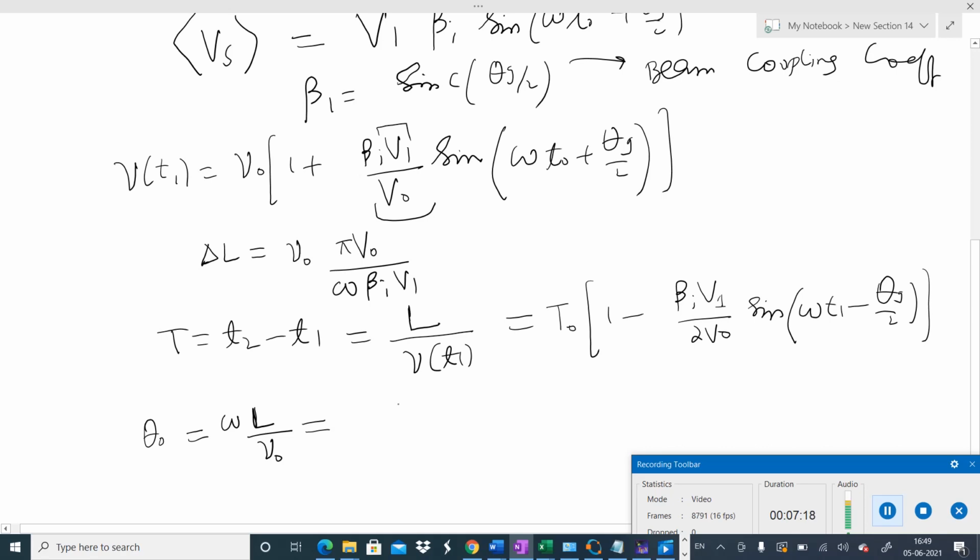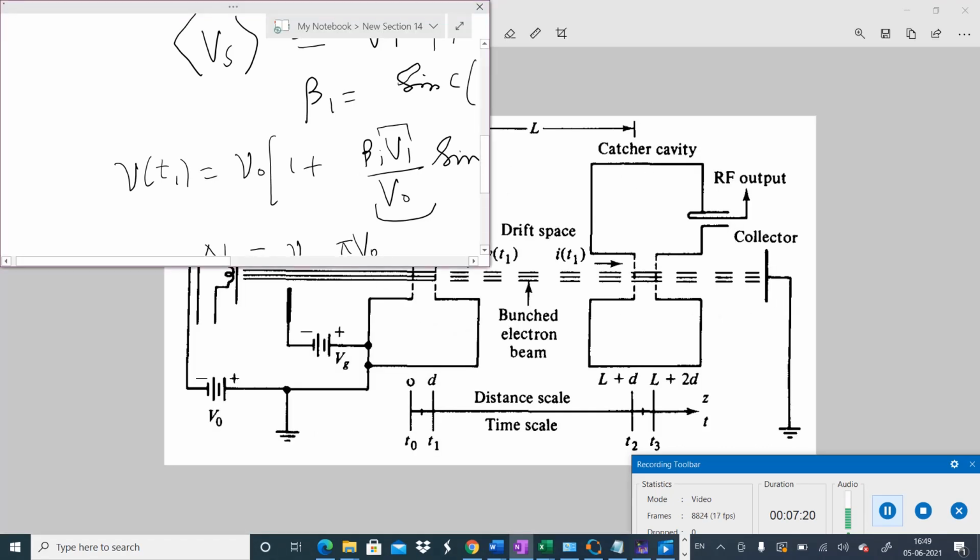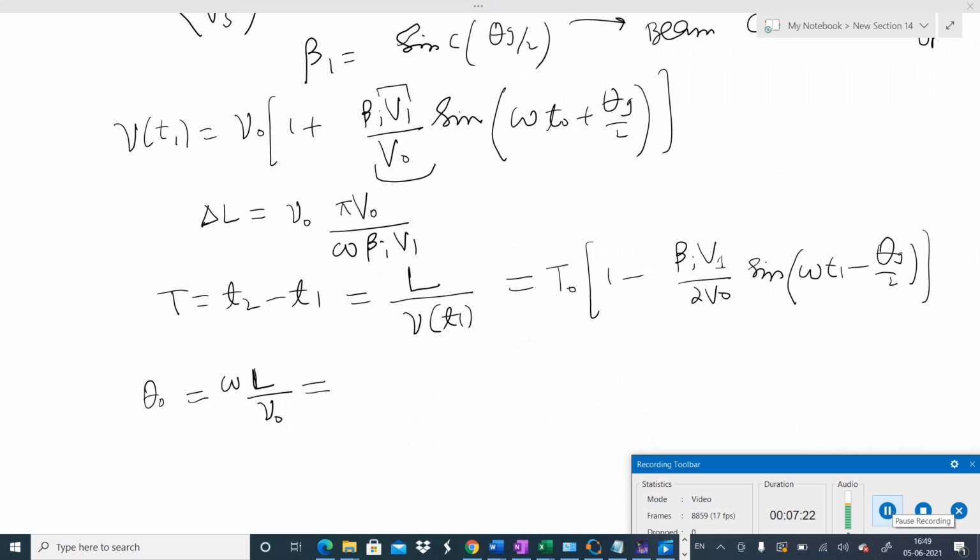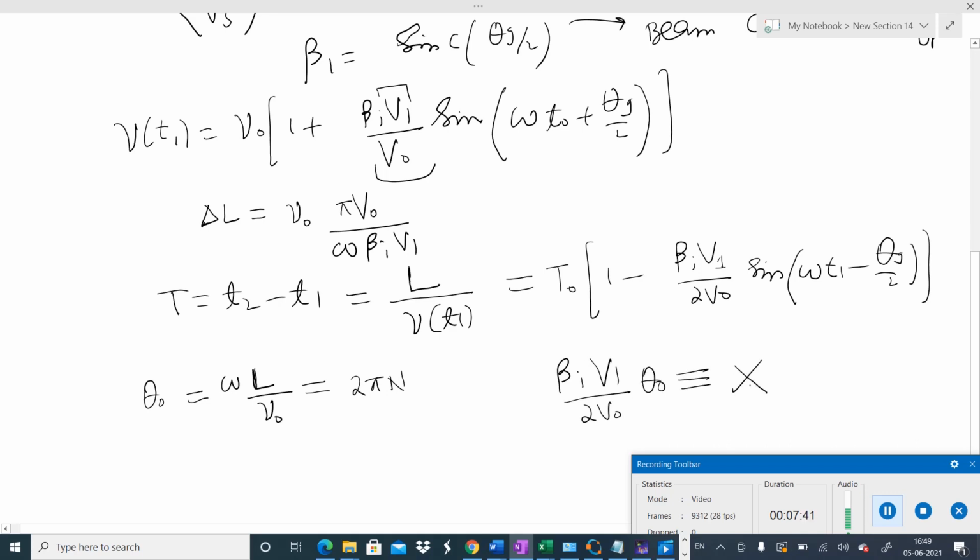Definitely, when the electron travels, in terms of angular frequency it covers some number of cycles. If that is n, then you can also write it as 2 pi n. And we define one more quantity, which is beta I V1 divided by V naught times theta naught. This we wrote as x.